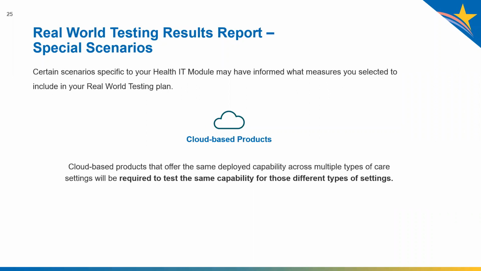It's not really about this particular element. It's more so about covering the different types of settings that are being used so that you have insight into all of the different types of use cases and workflows where your certified health IT is deployed, okay? So just want to make sure that you're reporting on each and every care setting type in which your certified health IT is marketed.